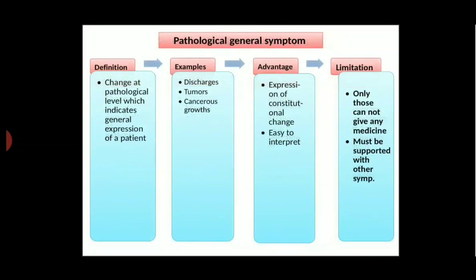Next is pathological general symptom. First given by Dr. Boger in Boger Boenninghausen's characteristic repertory and his analysis and evaluation, that pathological change is reflected as a general expression of a patient. We can take those symptoms as very characteristic of a constitution. Examples like discharges, tumors, cancerous growths, etc. Importance is their expression of constitutional changes, so they are very important to find out a medicine.